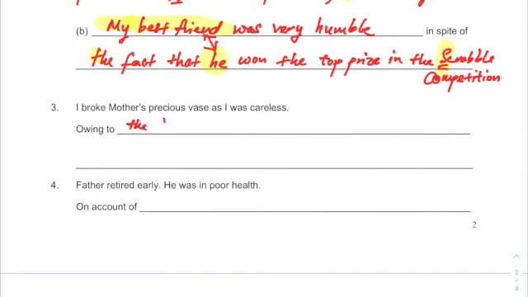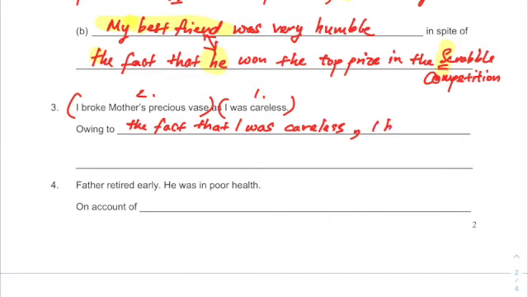Owing to the fact that I was careless, comma. Because of the fact that I was careless, I broke mother's precious vase. All right? So, owing to the fact that I was careless, I broke mother's favorite vase.